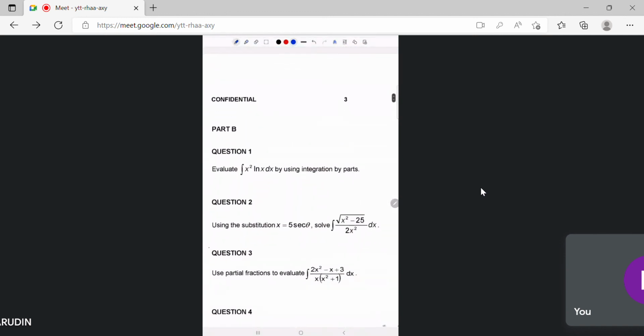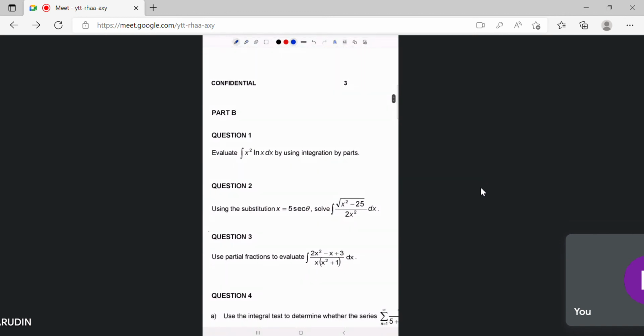So, now part B. Dah berapa dia ni? Pukul 1. Okay. Sekejap, minum air sekejap.